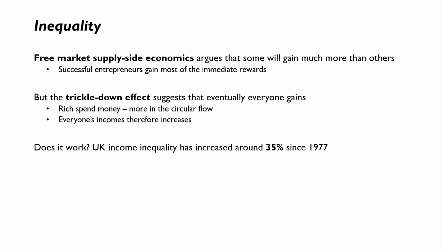Lots of economists have criticised that. There's not as much evidence for it as we might like. UK income inequality has increased quite substantially since 1977. So whether or not this works is a little bit up for debate. We'll come more in future topics to look at this idea of trickle-down economics and the impact on inequality. But it's just worth being aware that free market supply-side economics potentially has a negative impact on inequality.